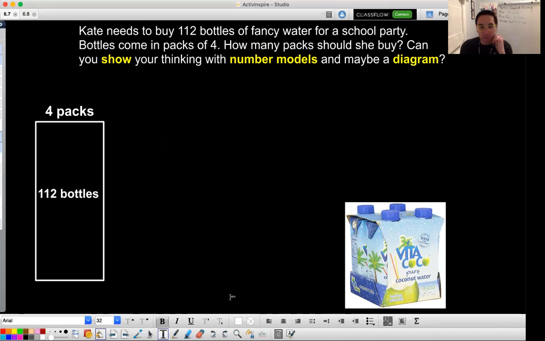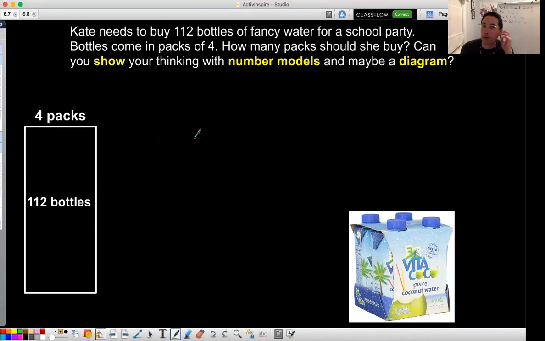Okay, so what do we know? We know Kate's going to have, I'm assuming, a birthday party. Hopefully she's doing it in a socially distant manner. We know that she wants 112 bottles of water for a party, and that bottles come in packs of 4. What it's asking is how many packs should she buy? So how many of these packs of 4 does she need?